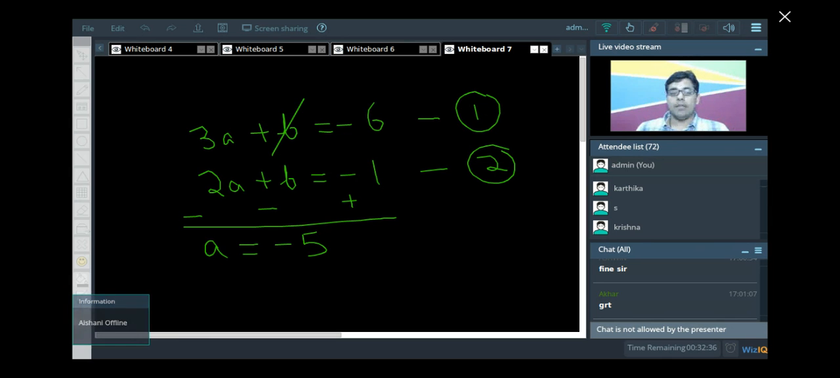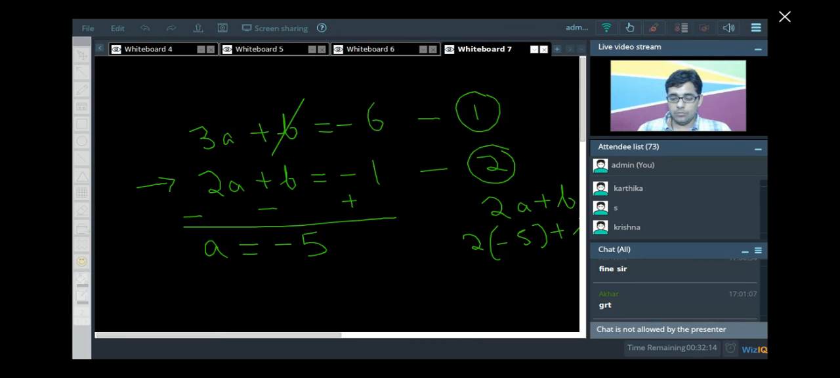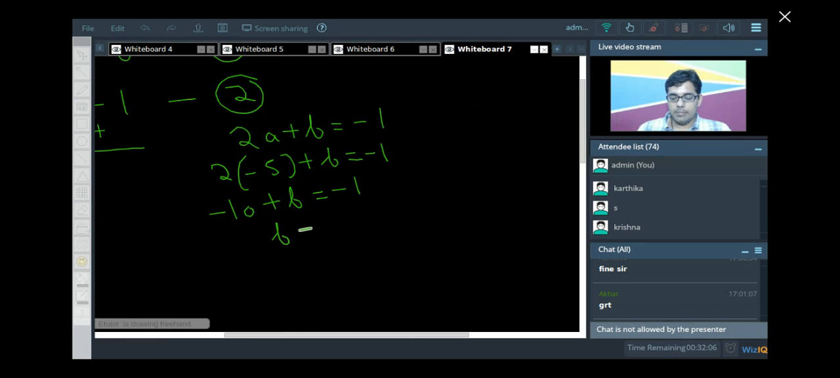Then we can substitute the value of a in any of the equations to find the value of b. Putting the value of a as minus 5 in this equation, 2a plus b equals minus 1: 2 multiplies minus 5 plus b equals minus 1, so minus 10 plus b equals minus 1, and then b is coming out to be minus 1 plus 10, that is 9. So a is minus 5 and b is 9 here.